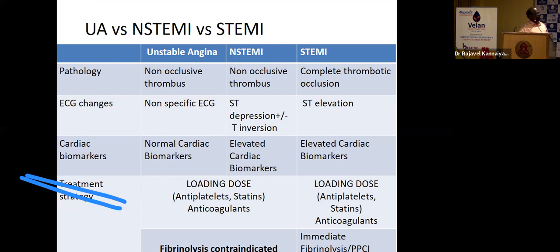Then a small pathology regarding this. Why I have said fibrinolysis is contraindicated in unstable angina and non-ST elevation MI: because it is a non-occlusive thrombus, and by lysing it you will disturb the plaque, converting it into an occlusive thrombus. The ECG changes, as I previously told, are non-specific or ST depression in unstable angina and non-ST elevation MI. Typical ST elevation is seen in ST elevation MI. For both unstable angina or non-ST elevation MI and STEMI, the loading dose of antiplatelets, statins and anticoagulants should be given. But fibrinolysis is only for ST elevation MI. Next.